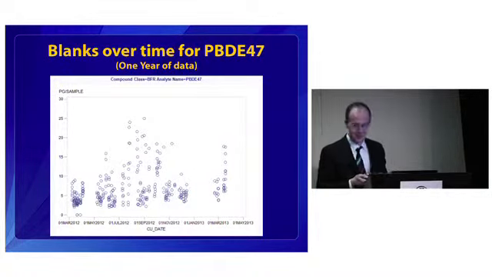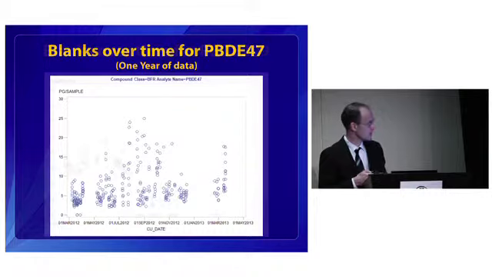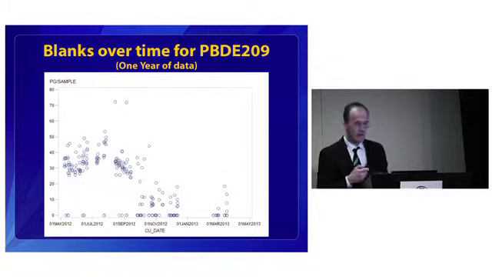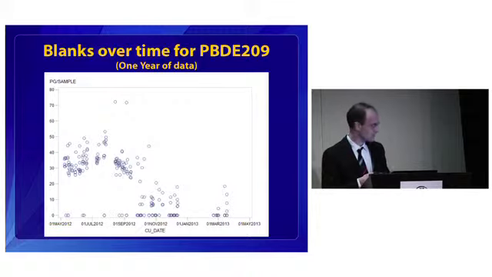But in the case of PBDEs, we also have to take into great account the blanks over time. This is 1 year of data of our blanks, showing that we have a very good blank over time, with a median of the 5 picograms as mentioned. But in 209, we have a decreasing trend in our blanks over the last year. And we have to do a recertification of our clean room at this time every year. And I wish we didn't have to do that, because that's when our blanks go up.